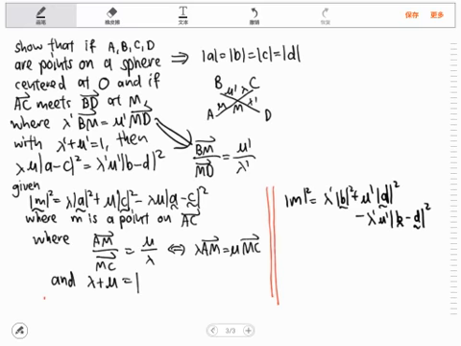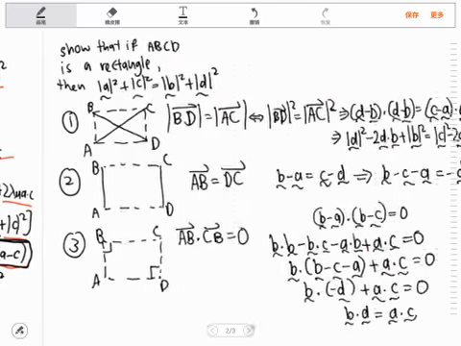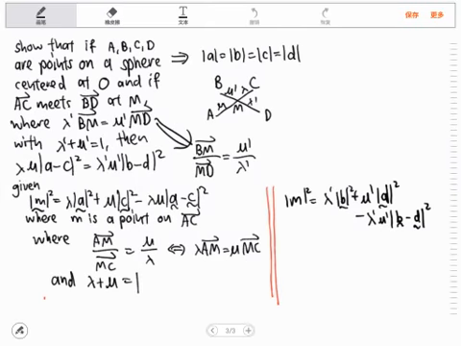In the earlier part, which you can also see in the link below, we have proved that |M|² equals λ|A|² plus μ|C|² minus λμ |A − C|², true under this condition: if λ plus μ equals 1 and AM over MC equals μ over λ. So this is very similar to the question we have here, given what we have proved earlier.